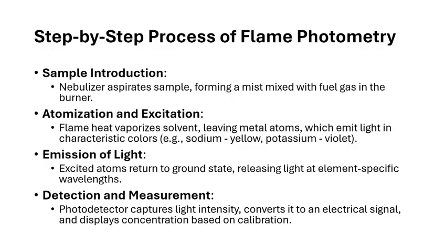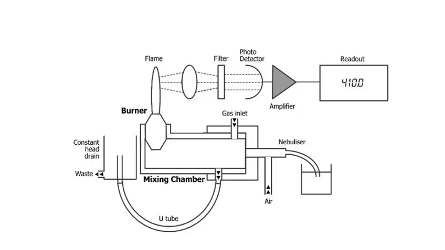Sample introduction. Nebulizer aspirates sample, forming a mist mixed with fuel gas in the burner. Atomization and excitation. Flame heat vaporizes the solvent, leaving metal atoms which emit light in characteristic color, for example, sodium as yellow, potassium as violet. Emission of light. Excited atoms return to ground state, releasing light at element-specific wavelengths. Detection and measurement. Photodetector captures light intensity, converts it to an electrical signal, and displays concentration based on calibration.